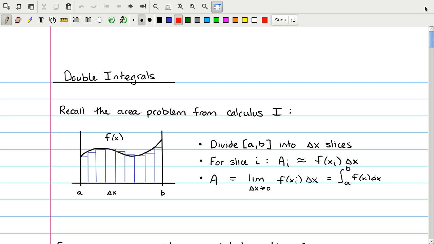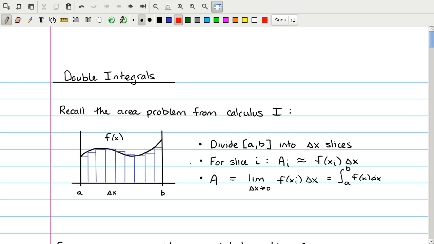So let's first recall some basic results from Calculus 1. And the problem we want to recall first is this area problem. This is how we will set up the idea of a double integral. So first let's recall this original idea that led to the development of much of integral calculus, the area problem. Given a curve, f of x, how do we calculate the area underneath the curve?